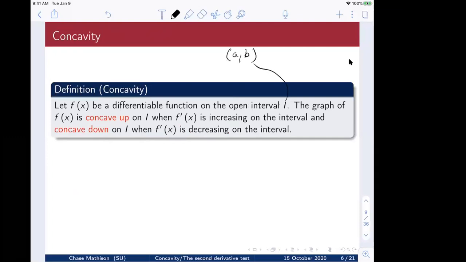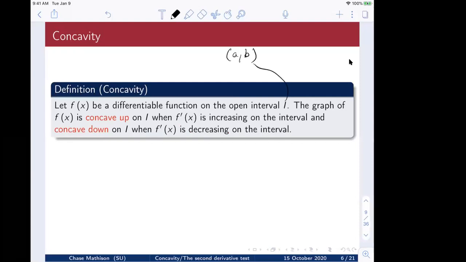We say that the graph of f is concave up on I when f prime is increasing on the interval. So not when f is increasing, but when f prime is increasing on the interval. And we say the graph of f is concave down on I when f prime is decreasing.